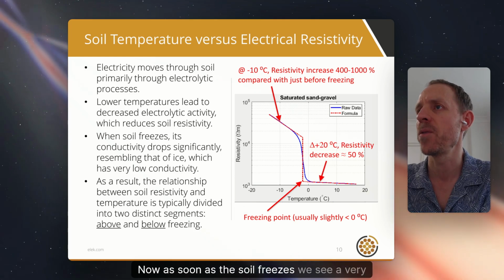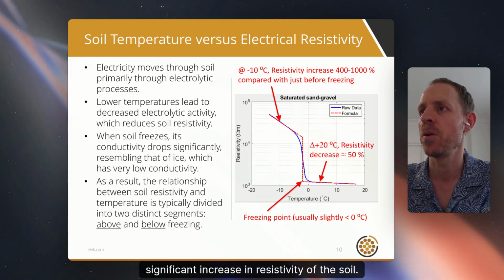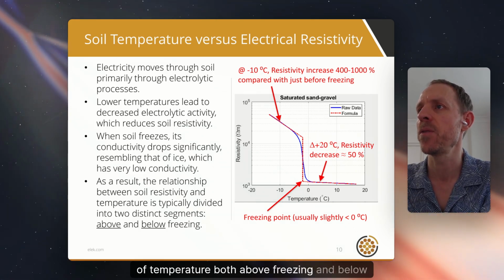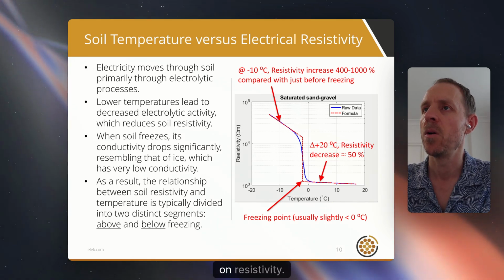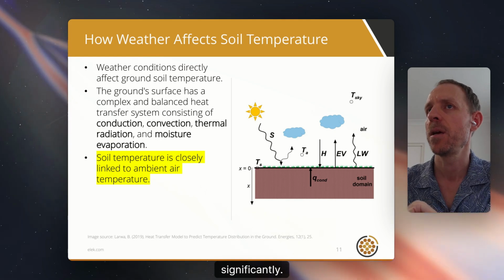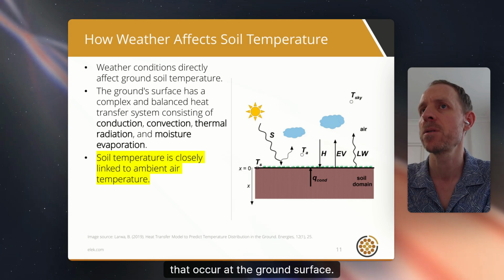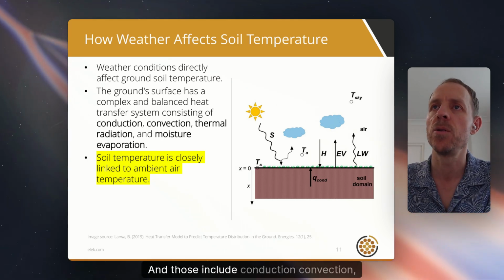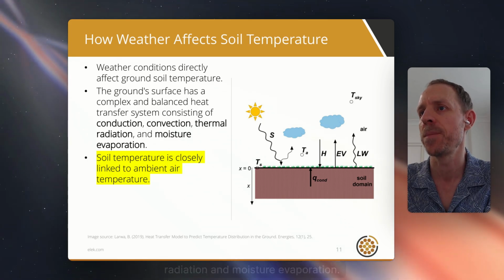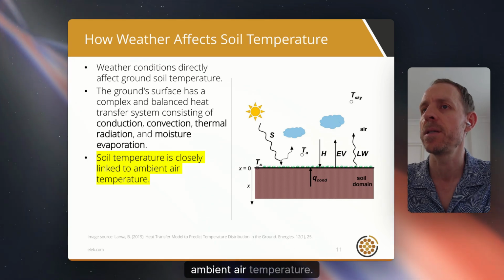Now, as soon as the soil freezes, we see a very significant increase in resistivity of the soil. But there is an effect of temperature, both above freezing and below freezing, on resistivity. The weather affects soil temperature significantly. There are a number of heat transfers that occur at the ground surface, and those include conduction, convection, thermal radiation, and moisture evaporation. Note that soil temperature is closely linked to ambient air temperature.